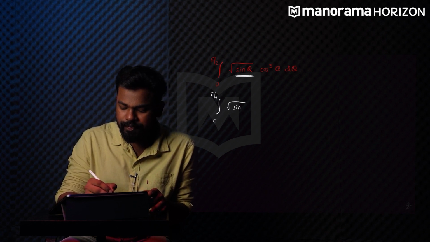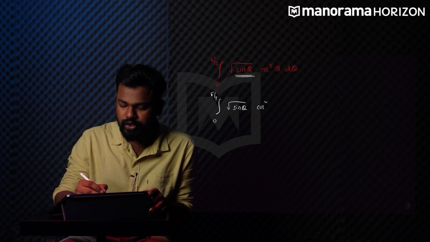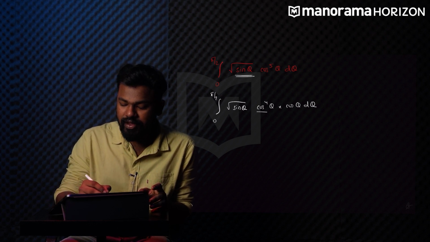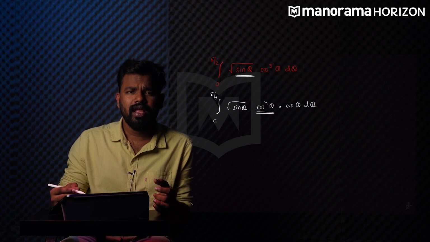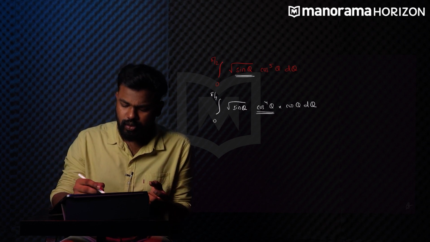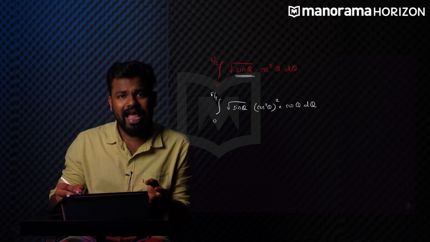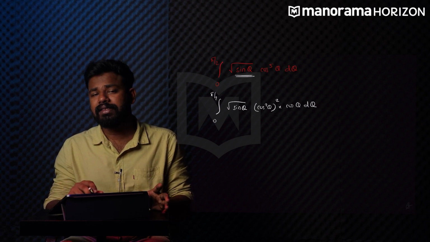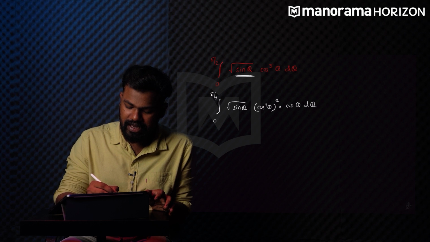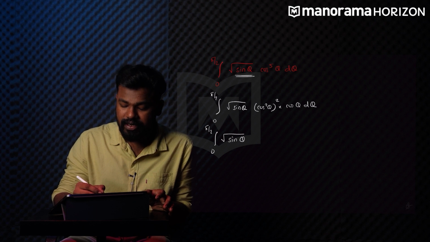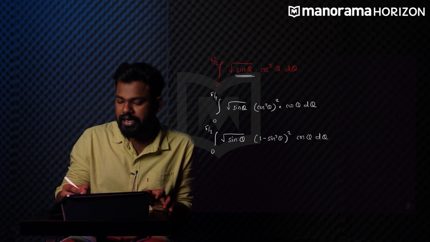I will first split that and write it as root sine theta, and cos raised to 5 theta I'm going to write as cos raised to 4 theta into cos theta d theta. Now look here, you have cos raised to 4 theta. Is it the square of cos square? Yes. So I'm writing cos raised to 4 theta as cos square theta the whole square. And again, is cos square equal to 1 minus sine square? Yes. So next I write it as the integral from 0 to pi by 2 of root sine theta into 1 minus sine square theta the whole square, and then you have cos theta d theta.